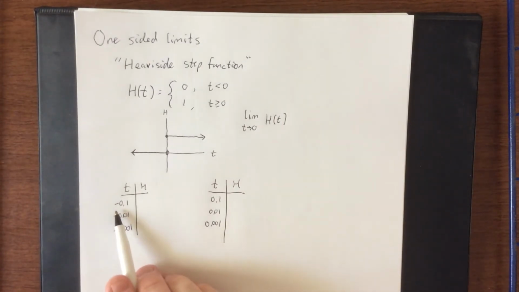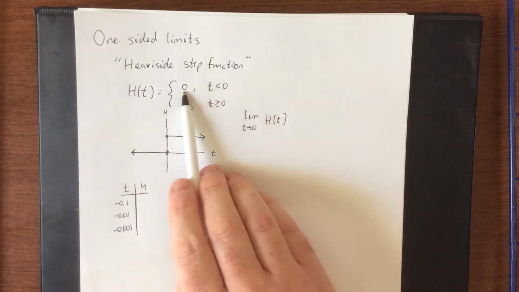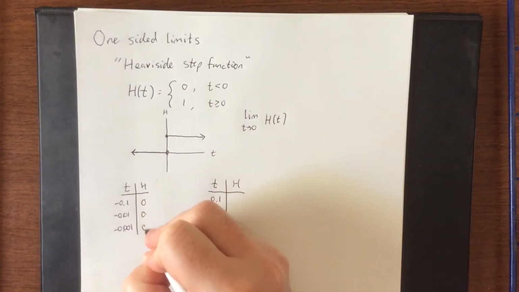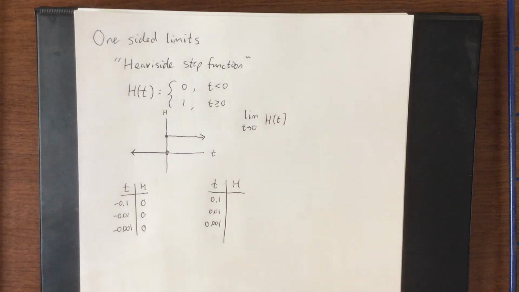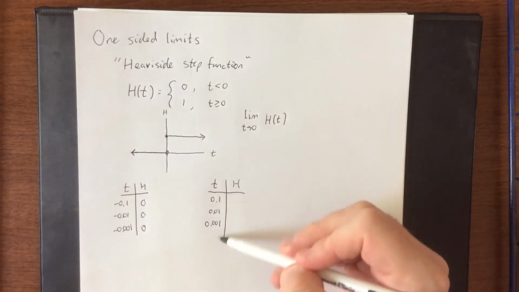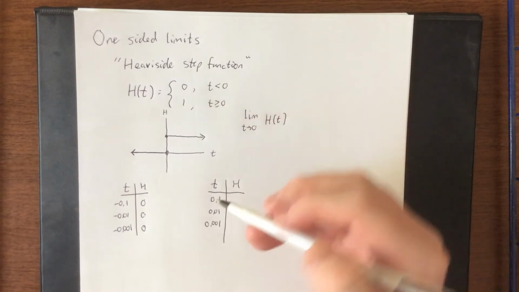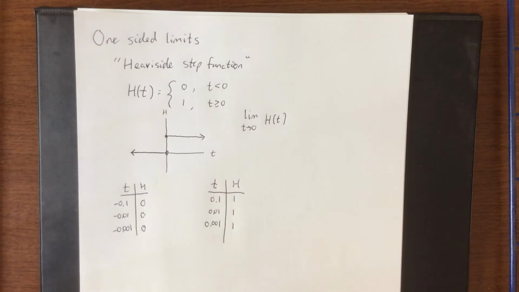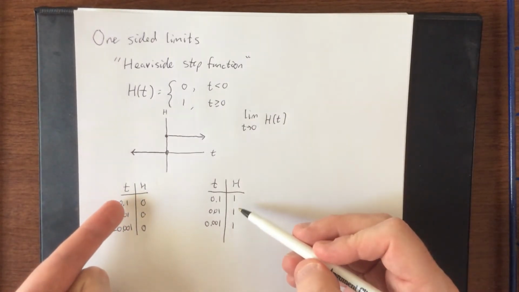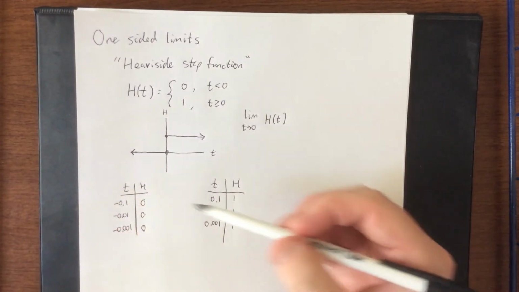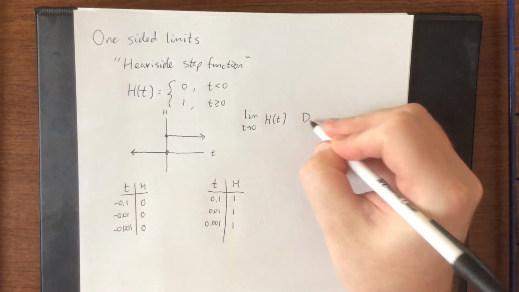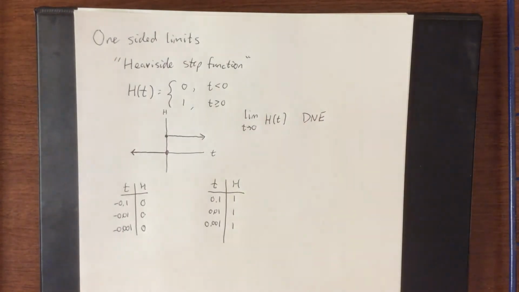So when we're plugging in values of t that are less than 0, the Heaviside step function is going to let us know this function is currently off and give us an output of 0. Whereas if we're approaching from the positive side and we're inputting positive values of t, we're going to wind up seeing values where the function is on or equal to 1. These two functions are not approaching the same value as we get closer and closer to t equals 0. So in this sense, we would say that the limit does not exist.